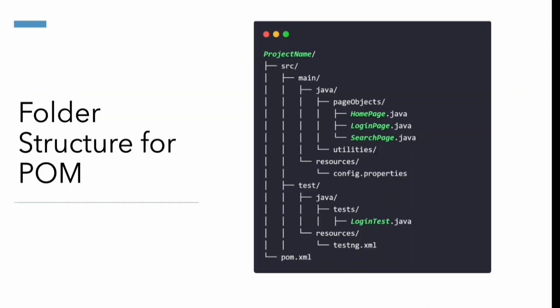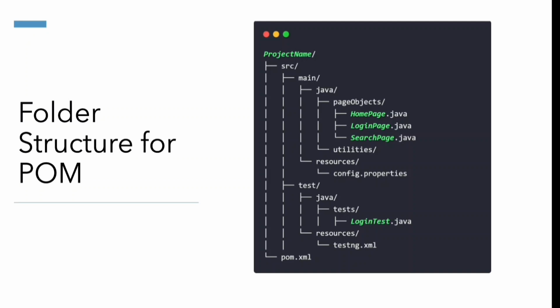Now let me explain the folder structure for POM. First is our project name, then we have src. Before starting, what kind of framework we are using is important here. Suppose we are using the POM framework, correct? Here we use Maven or Gradle as a tool. If we create a Maven project, then this folder structure will be built automatically. We do not need to build it from scratch.